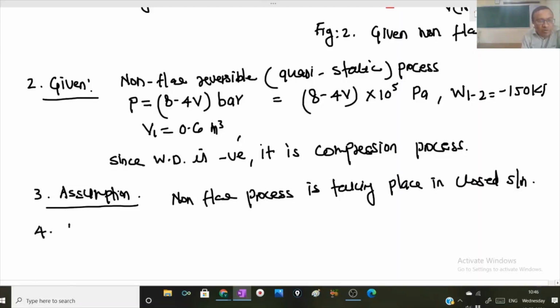Point number 4, enlist what is to be found out. So what are we supposed to find out? The value of pressure P2 at state 2 and the value of volume at state 2. So let us do the calculations.